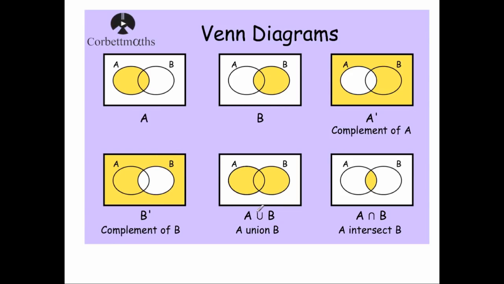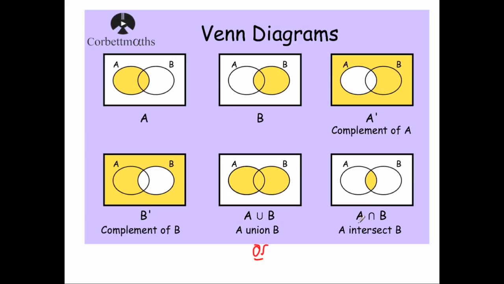Now, A and this U and then B means A union B. And that means anything that's in A or B. So anything in the A circle or the B circle would satisfy or be part of the set A union B. So A union B is anything in A or B. I like to consider the word or whenever I see that.